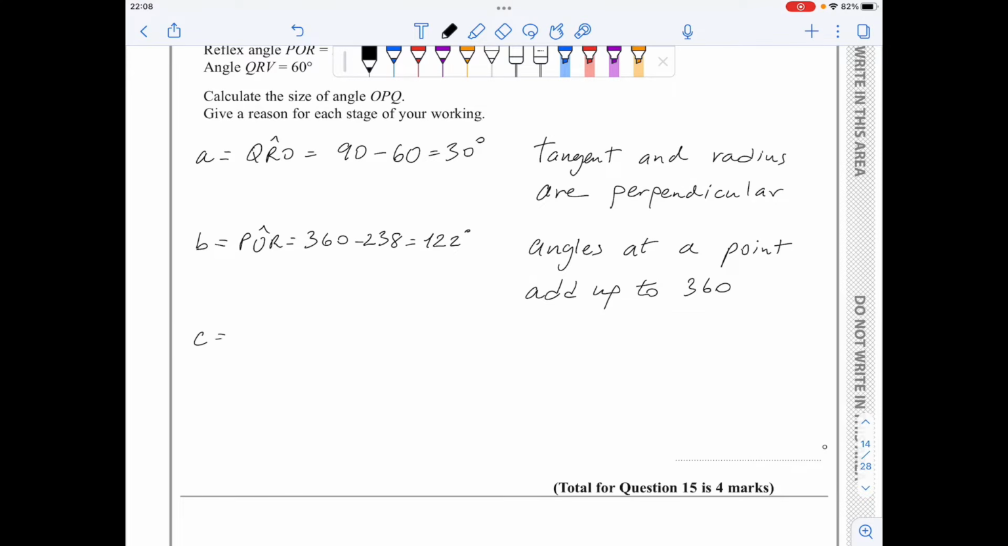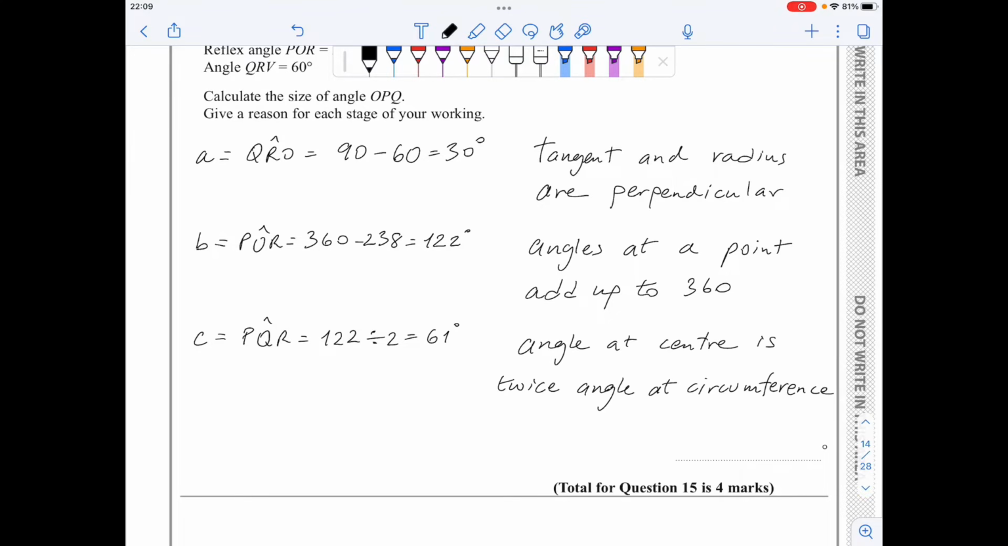Then angle C, which is PQR, is equal to 122 divided by 2, which gives me 61 degrees. The reason is that the angle at the center is twice the angle at the circumference. And finally, D, which is the angle OPQ, is equal to 360 minus the other 3, 30, and 238, and 61, and this comes out to be equal to 31. And the reason is that angles in a quadrilateral add up to 360.